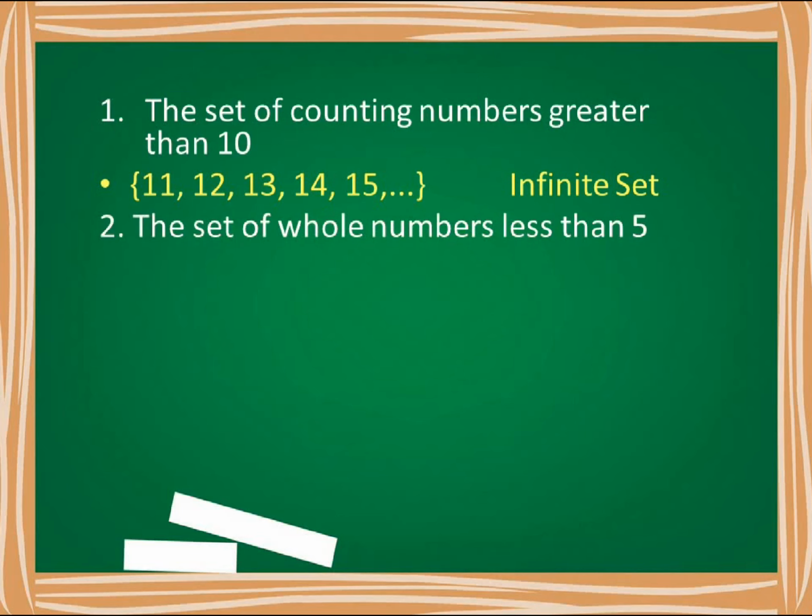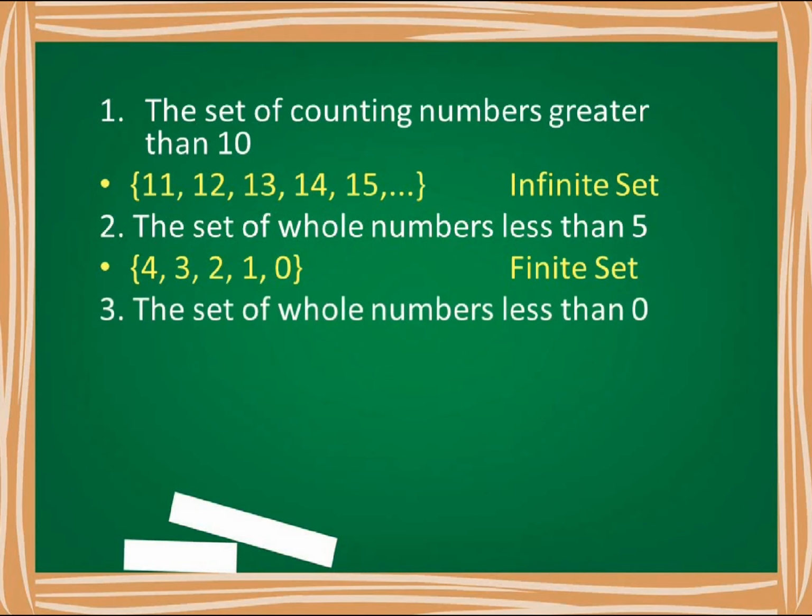Number 2. The set of whole numbers less than 5. Pag sinabing less than, mas mababa kay 5. We have 4, 3, 2, 1, and 0. Or pwedeng baliktad, 0, 1, 2, 3, and 4. And it is a finite set dahil may katapusan at nabibilang natin kung ilan yung elements sa set na yon.